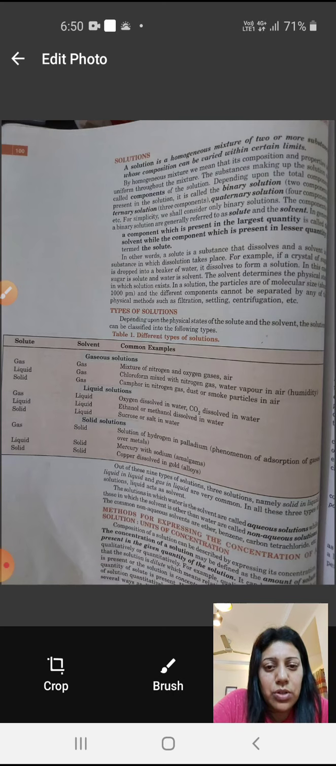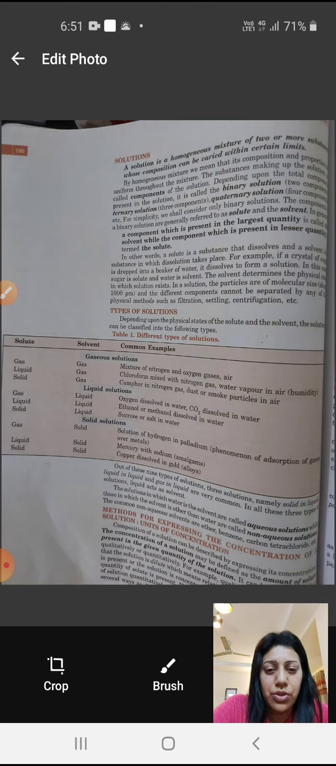Next are liquid solutions, in which the solvent is liquid. The solute can differ: gas, liquid, or solid. Gas in liquid, for example, is oxygen dissolved in water. Liquid in liquid is like ethanol, also known as alcohol, dissolved in water. Solid in liquid is like sucrose dissolved in water; a sucrose solution means a sugar solution.